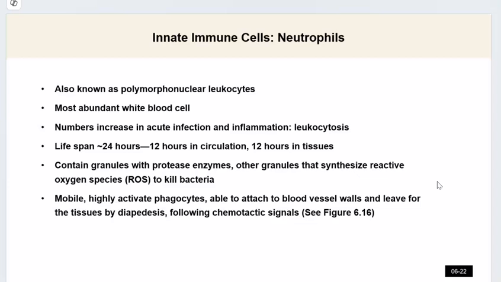The lifespan of the neutrophil is about 24 hours. They spend about 12 hours in circulation, and they spend about 12 hours in the tissue. And then once they're used and done, they're scheduled to be killed off and will be removed. The neutrophil contains granules with protease enzymes and other granules that will synthesize reactive oxygen species, which is what the video talked about, to kill the bacteria.